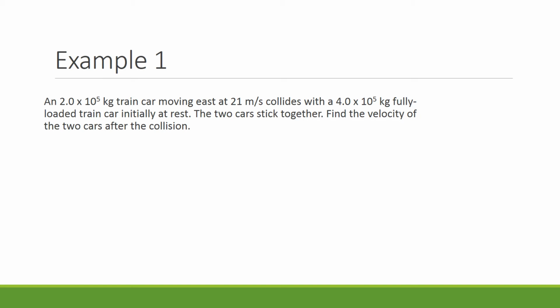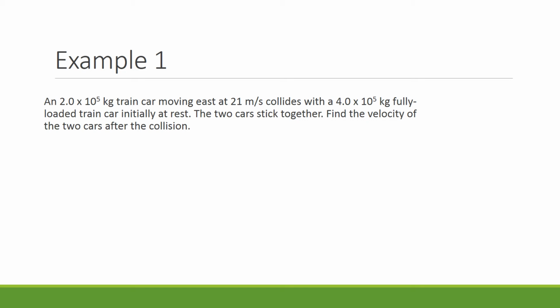First of all, we have to write the given. We have the first object, which is the moving train car. So m1 equals 2 times 10 to the power 5 kilograms, and v1 initial is 21 meters per second. And the second object, which is a fully loaded train, its mass, m2, equals 4 times 10 to the power 5 kilograms, and its initial velocity, v2 initial, is 0.